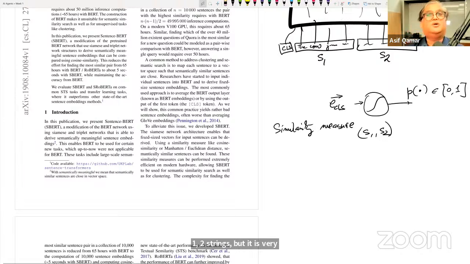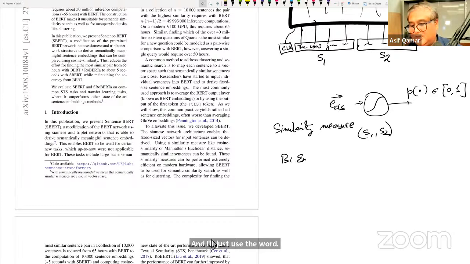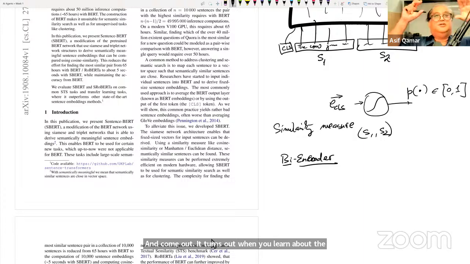I'll just use the word BERT as an example of something called a bi-encoder. Why bi-encoder? Bi-encoder means two sentences get encoded and come out. It turns out, when you learn about the transformer, you'll see that BERT is only one half of a transformer. It's the encoder part of the transformer. Bi, for the two sentences that go in.